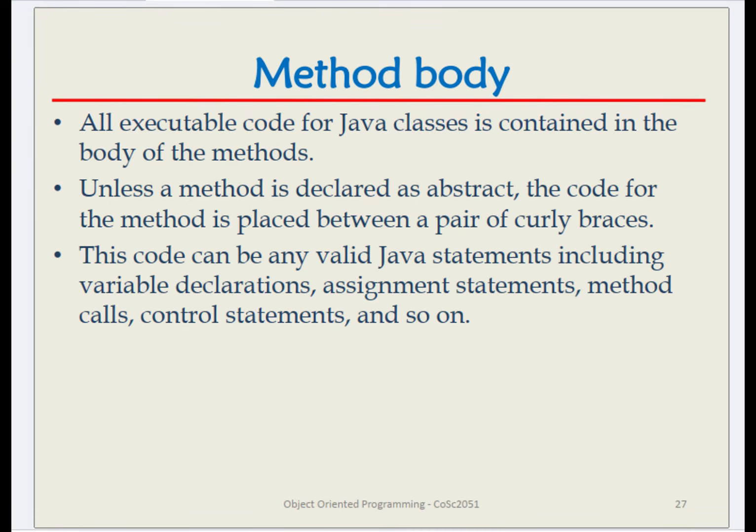Method body. All executable code for Java classes is contained in the body of the methods. Unless a method is declared as abstract, the code for the method is placed between a pair of curly braces. This code can be any valid Java statements including variable declarations, assignment statements, method calls, control statements, and so on.